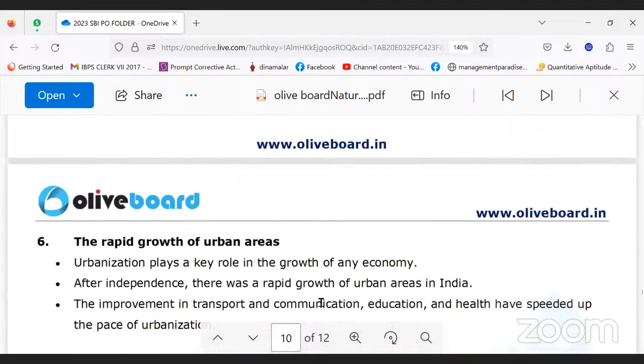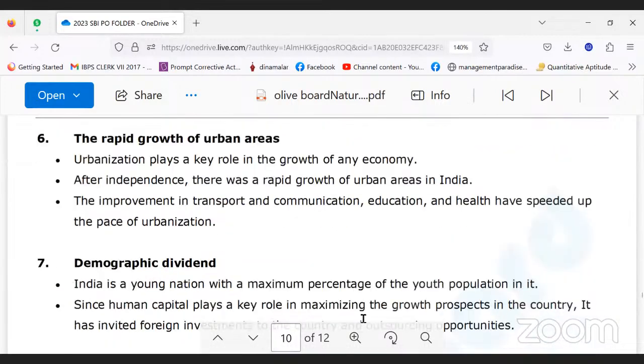Anurag, please start reading. The rapid growth of urban areas. Urbanization plays a key role in the growth of any economy. After independence, there was a rapid growth of urban areas in India. The improvement in transport and communication, education, and health have speeded up the pace of urbanization.